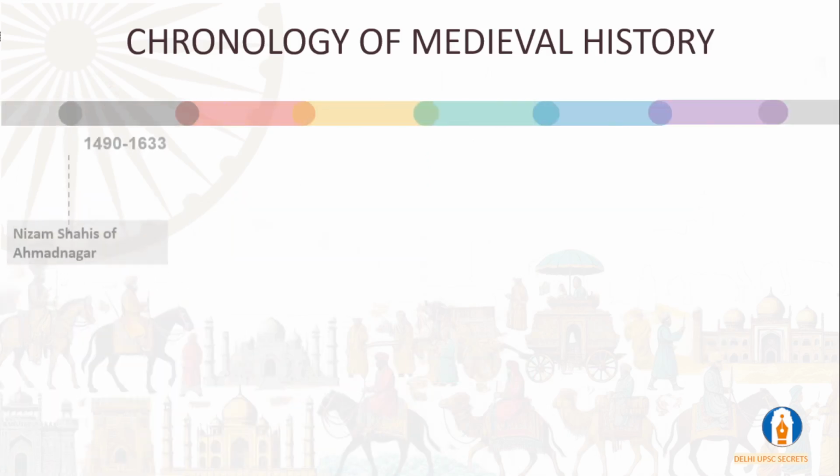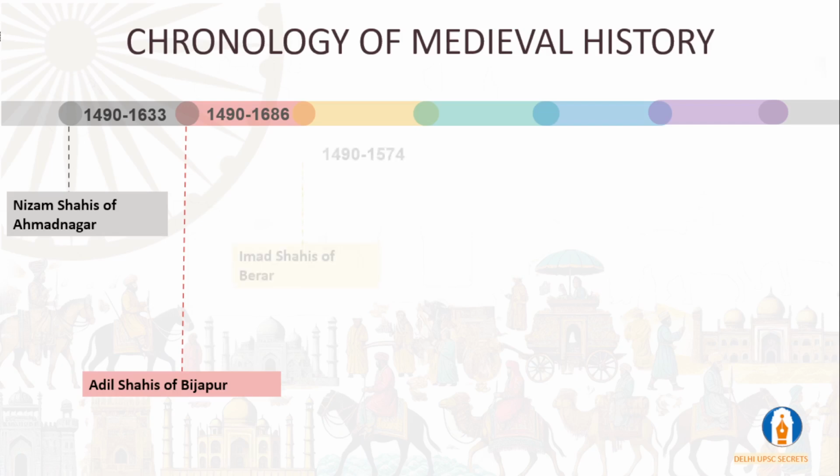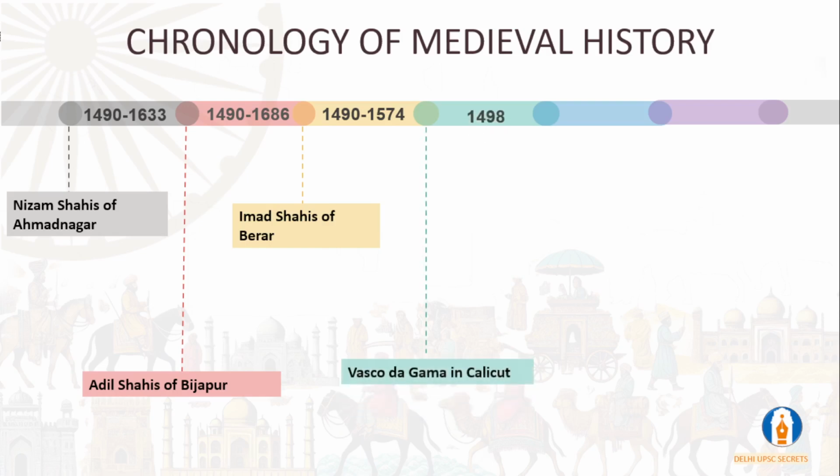disintegrating. And 1490 to 1633, we see the Nizam Shahis in Ahmednagar. 1490 to 1686, the Adil Shahis of Bijapur rule. And 1490 to 1574, we have the Imad Shahis of Berar.